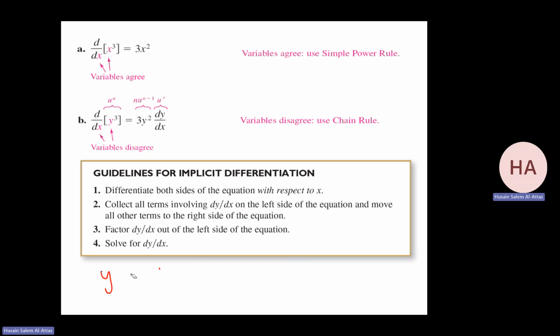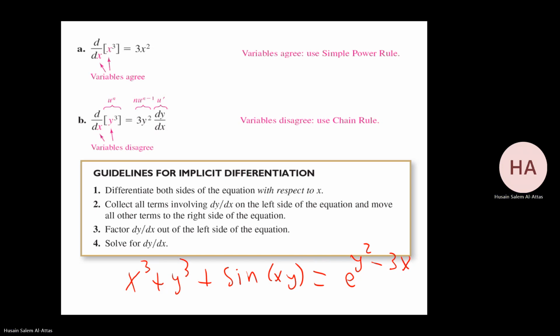However, if I have a relation like x cubed plus y cubed plus sine xy equals e to the power y squared minus 3x, something like this, I cannot write y as a function of x, or it will be very complicated to write y as a function of x. For such relations, if I want to find dy by dx, what shall I do?